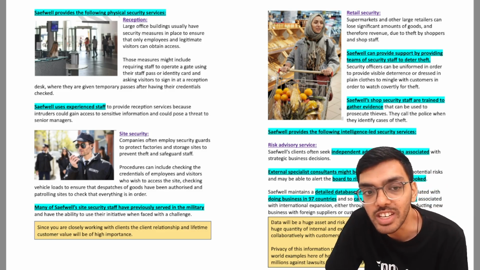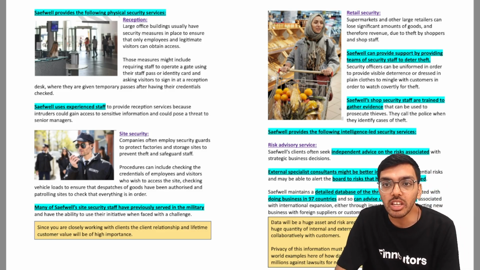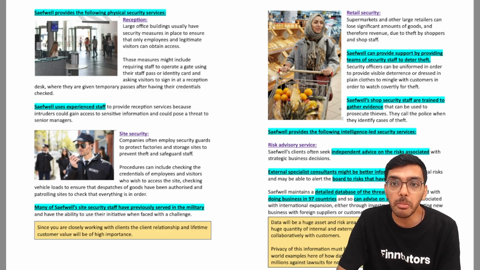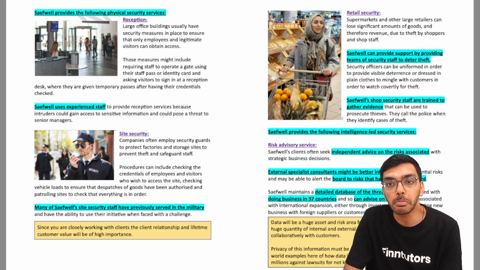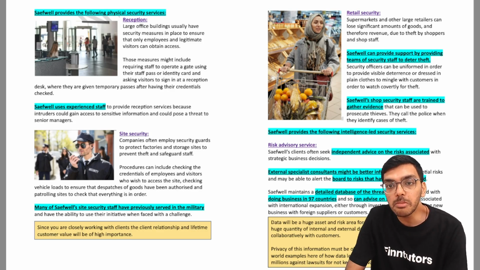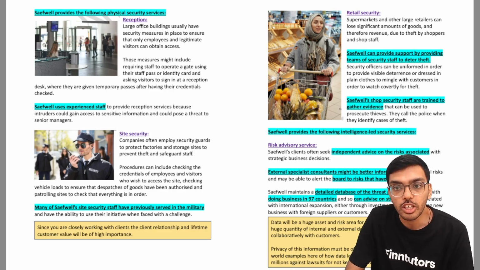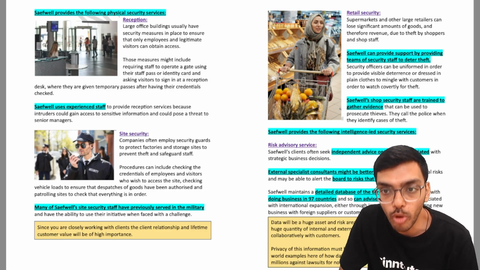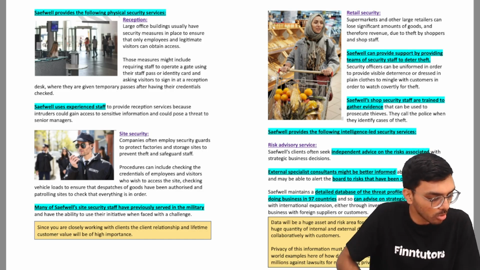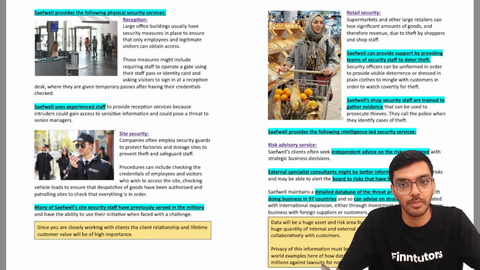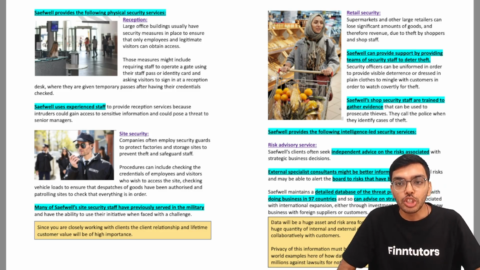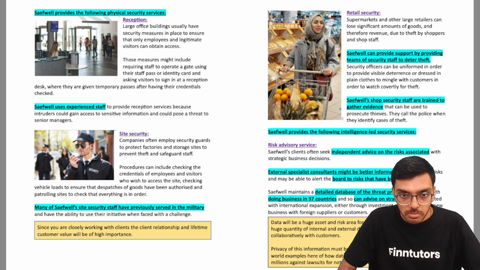Next, we have retail security. So supermarkets and other large retailers can lose a significant amount of goods due to theft and shoplifting. So Saefwell can provide support by providing teams of security staff to deter theft. Security officers can be ununiformed or uniformed, whatever the preference of the client is. Saefwell's shop security staff are trained to gather evidence. They call the police when they identify cases of theft.